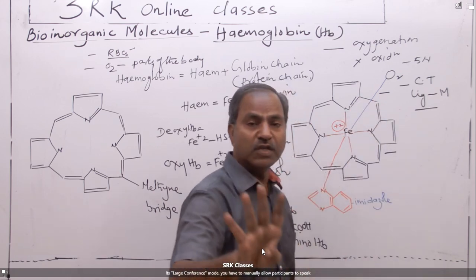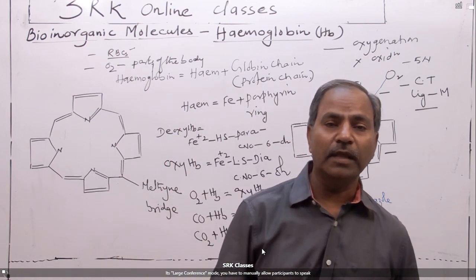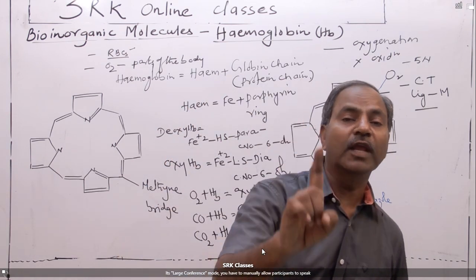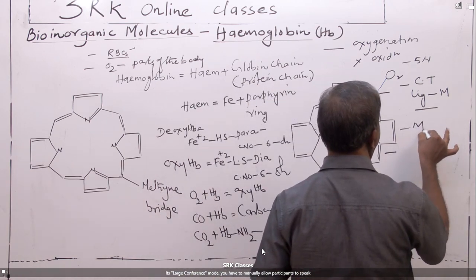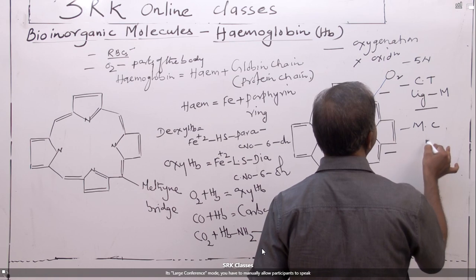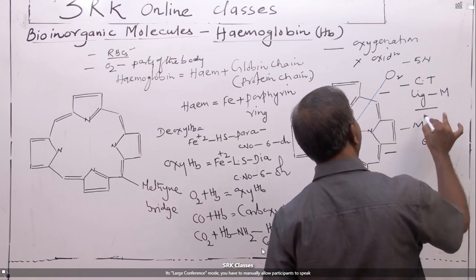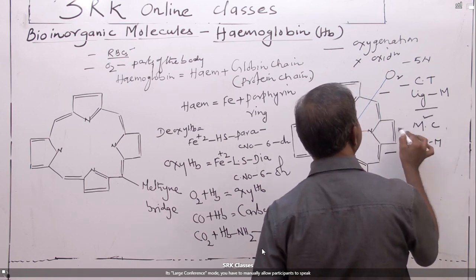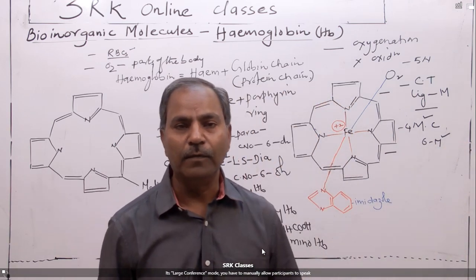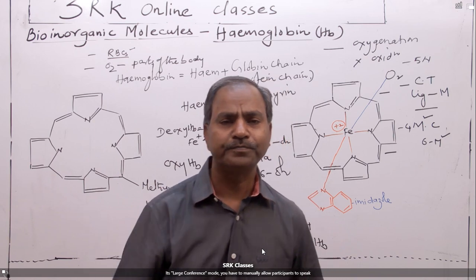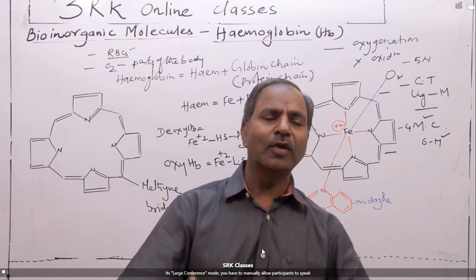1, 2, 3, 4, 5, 6. There are four metal chelate rings, and each ring is a six-membered ring. Four metal chelates, and each metal chelate ring size is six-membered.